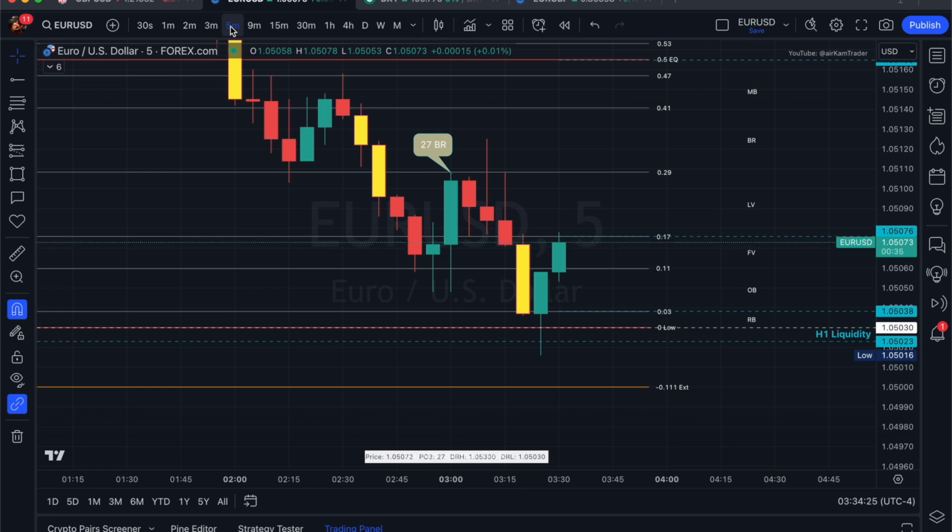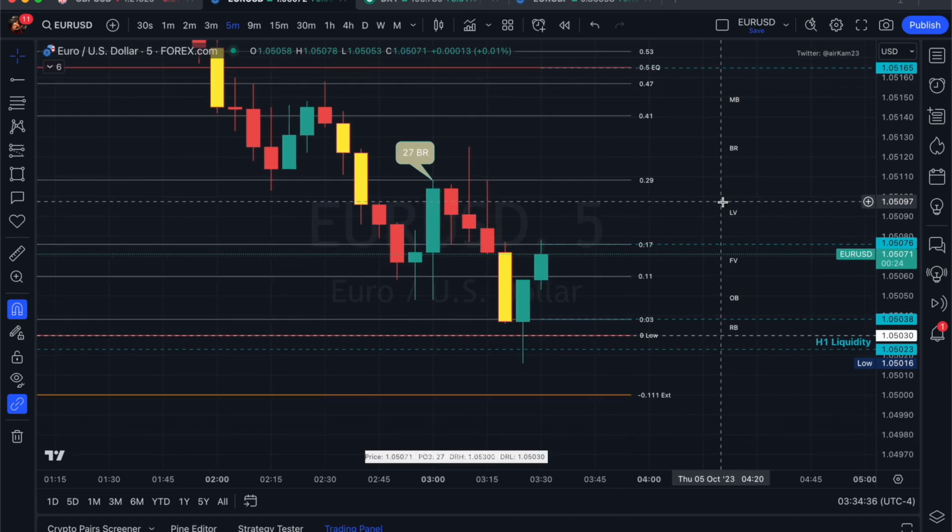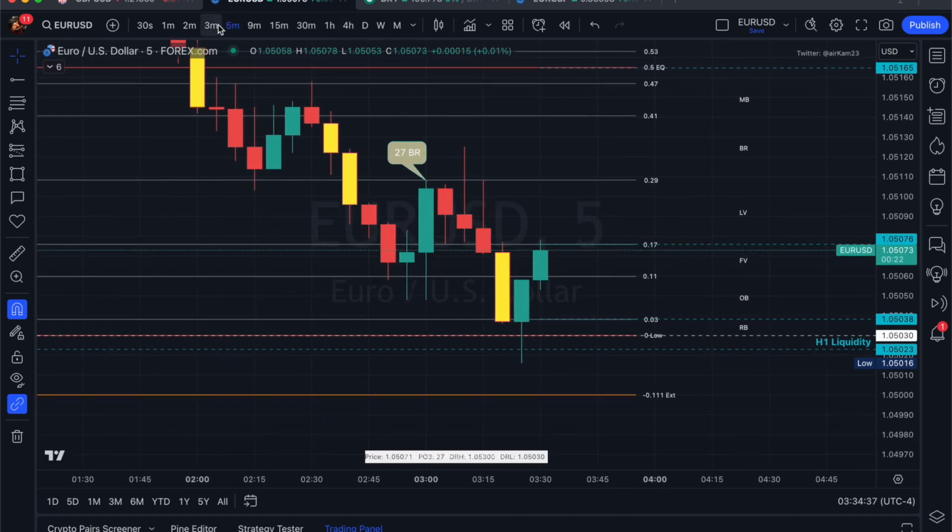However, the liquidity can be on any time frame higher than M5. In this case, it's an H1 low that we swept. So now all we are waiting for is for the fair value gap to form in the fair value gap GB level. And we need a significant part of that gap to be in that fair value gap level.